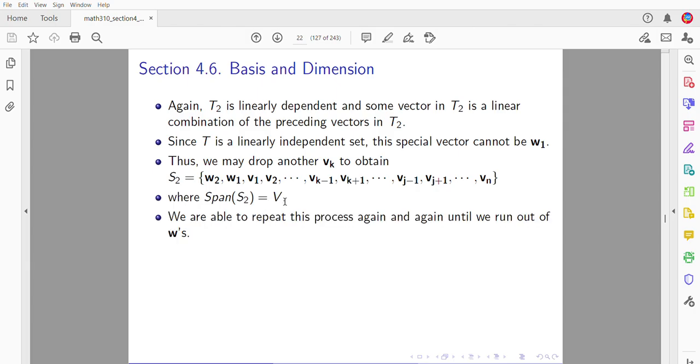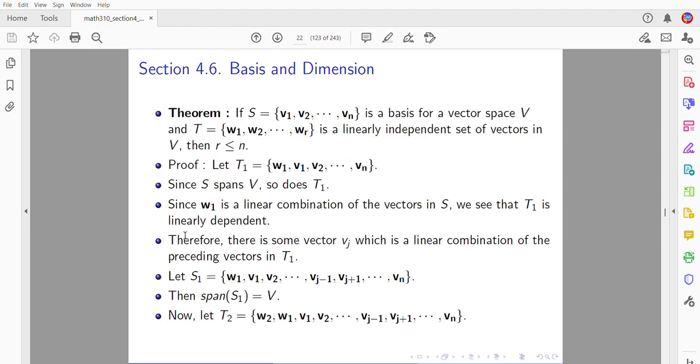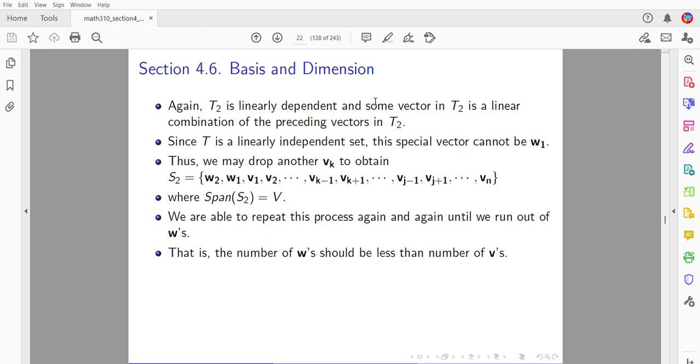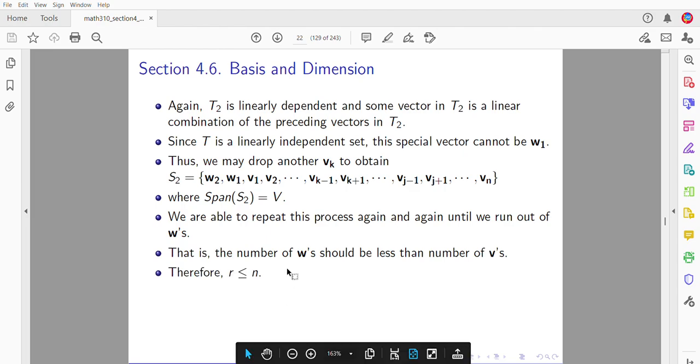We keep repeating this process until we run out of W's. You see, W's were the T's. You can keep adding to S and dropping a V. We can keep doing this until we run out of W's. In other words, there have to be fewer W's than V's. Okay, so the number of W's should be less than or equal to the number of V's. That is, r has to be less than or equal to n.